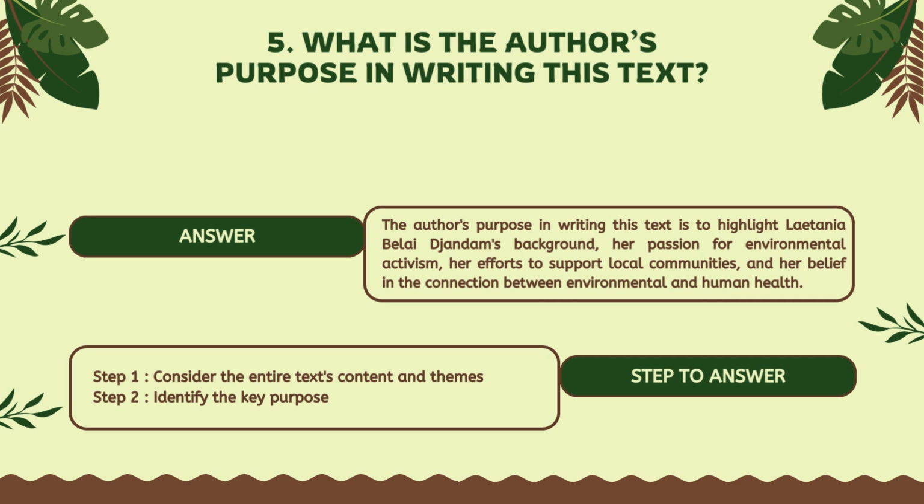Step-by-step answer. Step 1. Consider the entire text content and themes. The text provides detailed information about Laetitia's background, her environmental activism, her heritage, her upbringing, and her goals. Step 2. Identify the key purpose. The author aims to highlight Laetitia Belajandam's background, her environmental activism, her effort to support local communities, and her belief in the interconnectedness of environmental and human health.